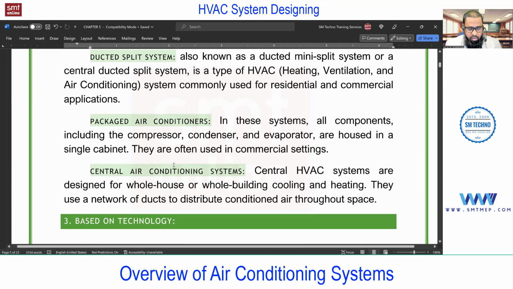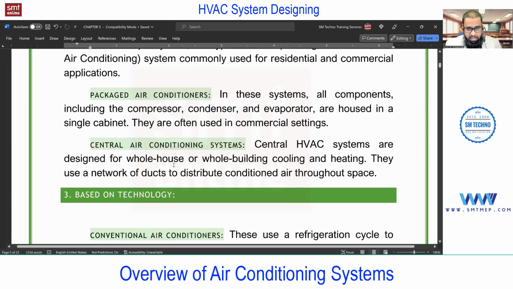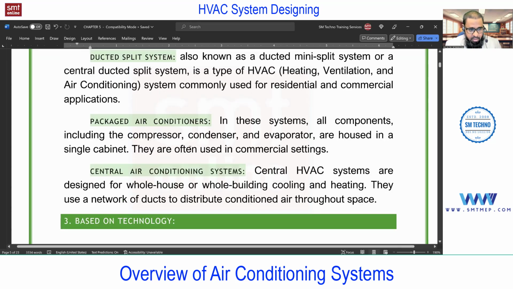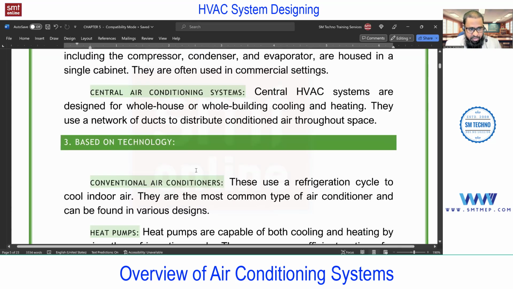Next, we have a package. Package, in short, means we don't have a separate unit. You'll find a single unit at this level. Next, central air conditioning. Under central air conditioning, you'll find the chillers. Again, in chillers, you'll find air cooled, water cooled, etc. We'll discuss all these types in detail. Just let me complete this classification.